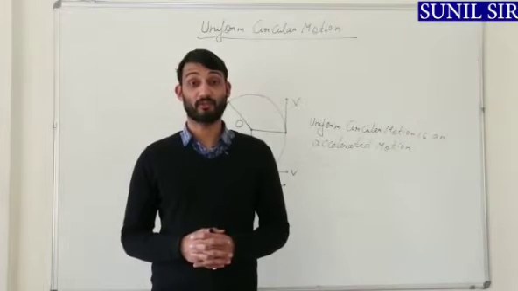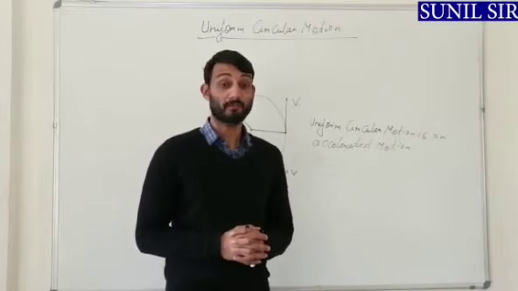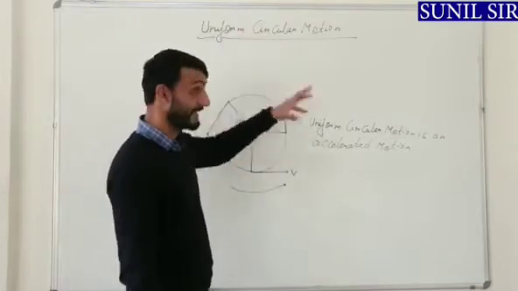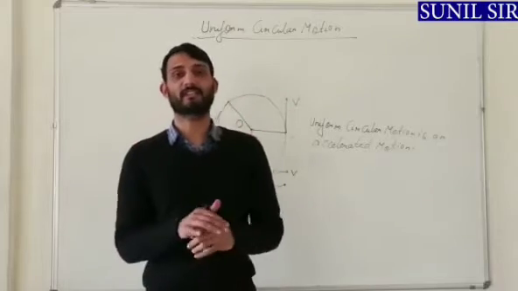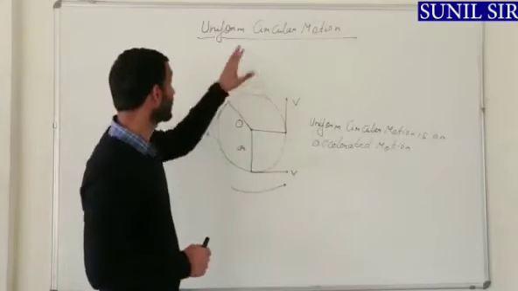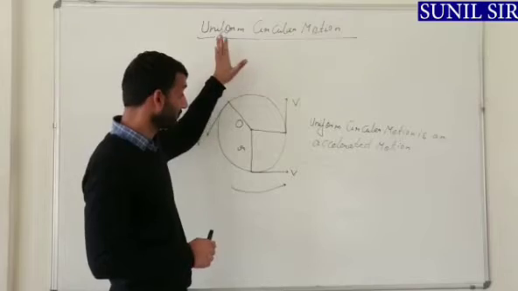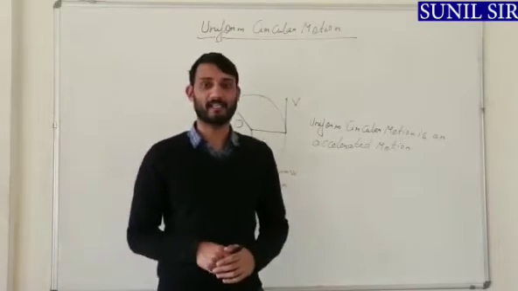Today we will discuss uniform circular motion. Uniform circular motion, as the name suggests, is a circular motion, meaning the object is moving in a circular path. But what do you mean by this uniform? For that we need to understand this motion in detail.